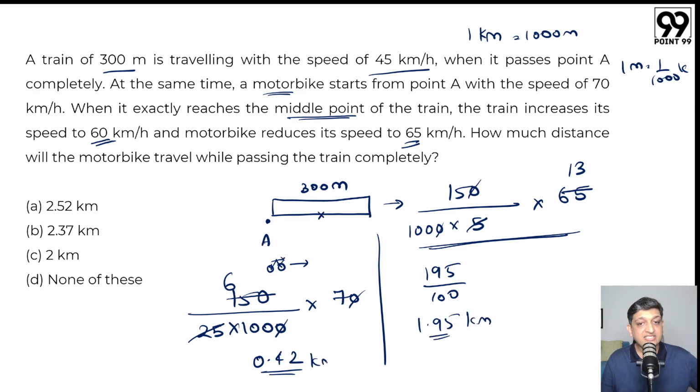So in the first case, the motorbike had traveled 0.42 kilometers. In the second case, it had traveled 1.95 kilometers. In total, if you look at it, 2.37 kilometers would be the distance traveled by the motorbike to pass the train completely. So that's a very manageable question. There is a lot of calculation involved, but if you just understand what exactly is given here, you should be able to get the answer.